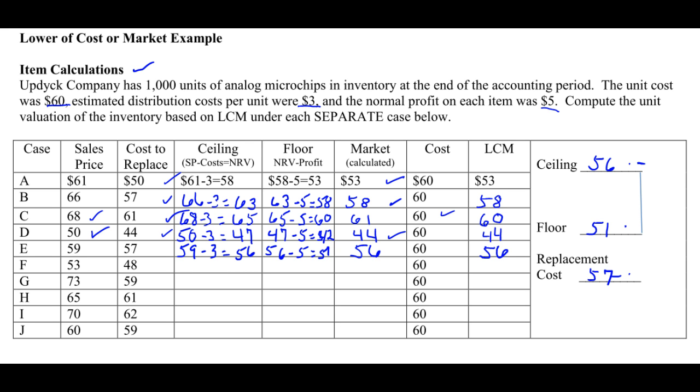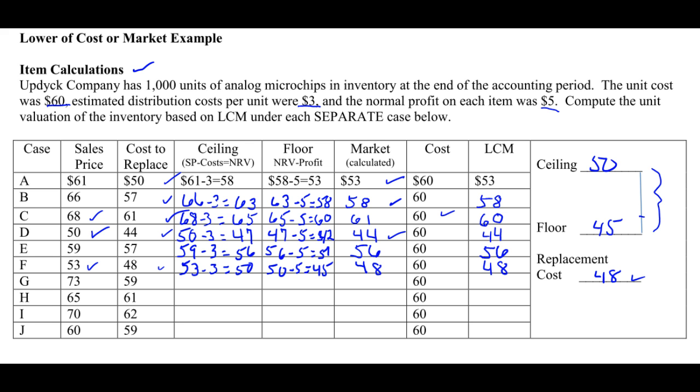Let's do another one. You do it, put me on pause, and come back and tell me what you get for lower of cost or market. We calculated our ceiling as sales price minus the $3.50, our floor minus the normal profit, $45. Our replacement cost is $48. $48 is within the relevant range. It is between 50 and 45, so we can use it. So market in this case would be $48. It's within the relevant range, and the lower of cost or market is 48.